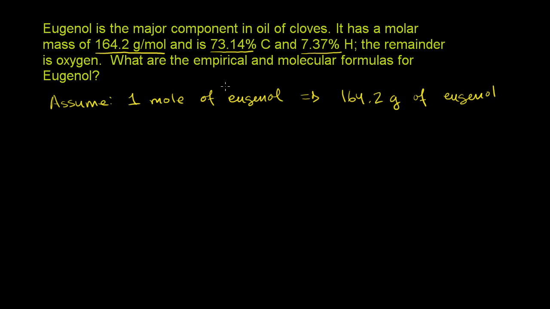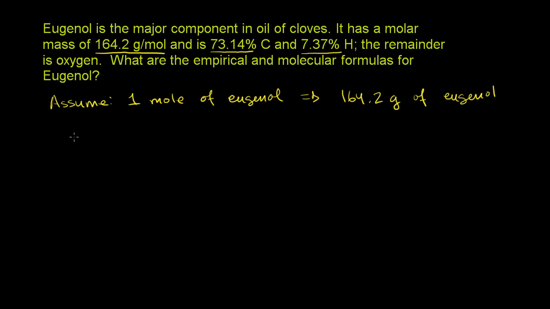Now, they gave us the composition. They tell us what percentage is carbon, what's hydrogen, and then the remainder is oxygen. So if we assume we have a mole of eugenol, that mole will have a mass of 164.2 grams, and we can just use the percentages to figure out what is our mass of carbon, hydrogen, and oxygen. So let's figure this out.